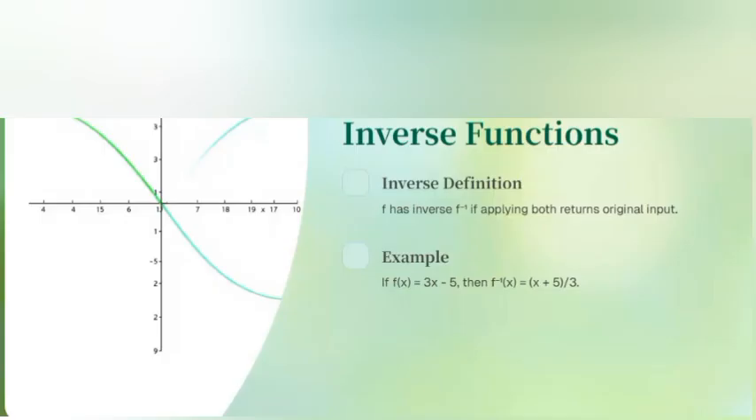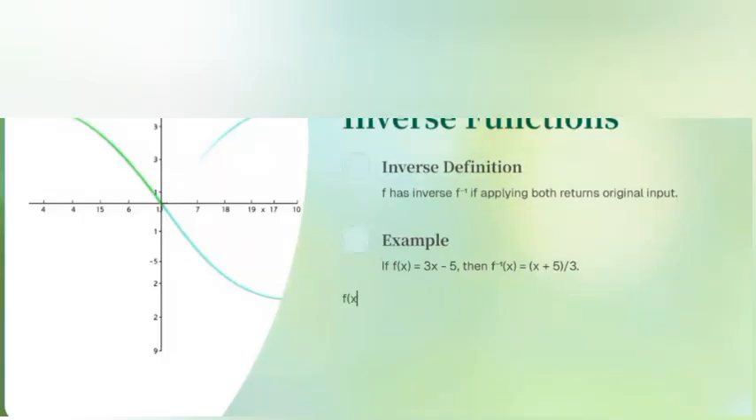Now, an inverse of a function is represented by f to the power minus 1, f inverse. It's called f inverse for short, but the representation is f to the power minus 1 of x. Now, if you are given a function and asked to find the inverse, so here we are given that f of x is 3x minus 5, right? And we are asked to find the inverse.